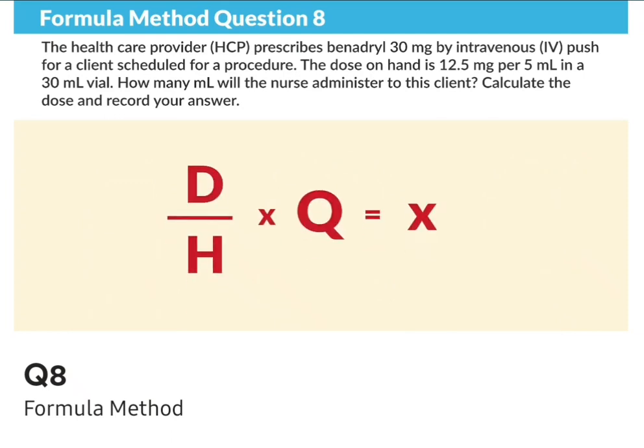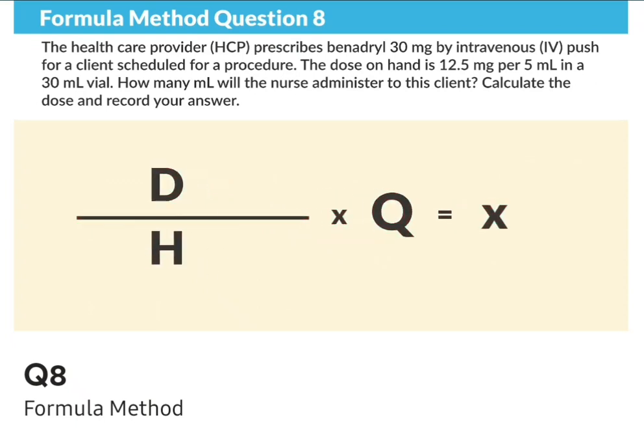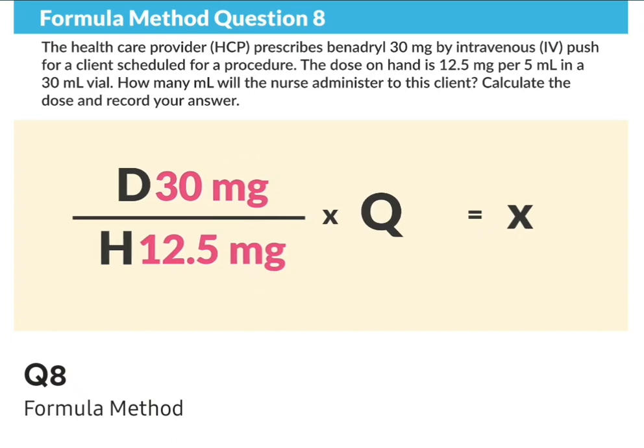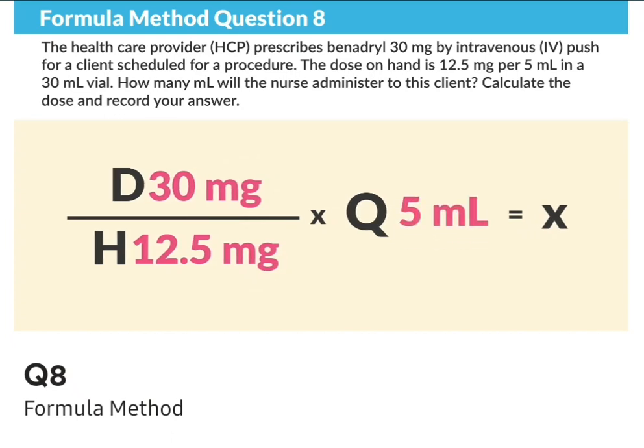Next, set up the equation, desired over have, this formula method. So D over H times the quantity. The D is our desired or prescribed dose, so that's 30 mg. Now here's where it gets tricky. The dose on hand is 12.5 milligrams per 5 mLs. Are the H and the D in the same units? Yes, 30 mg and 12.5 mg. Now, what is the quantity here? The quantity, or Q, is 5 milliliters.